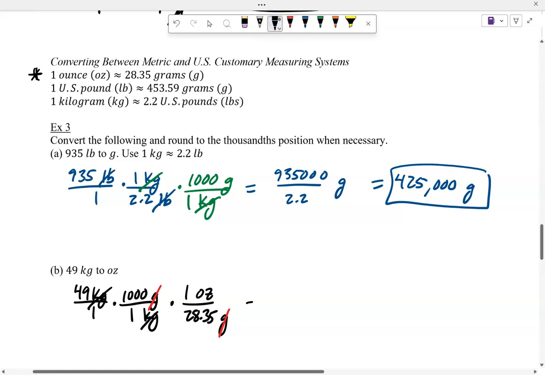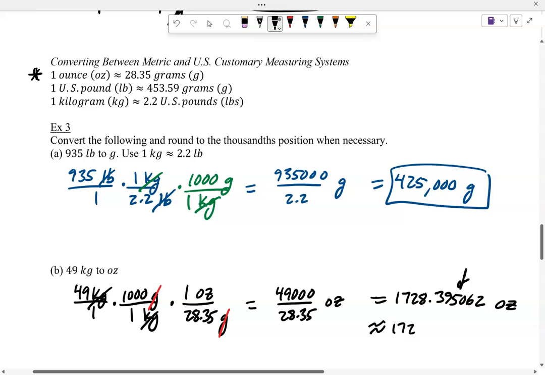So I've got 49 times 1,000 times 1 is 49,000. 1 times 1 times 28.35. Now I'm going to multiply those, and notice I'm in ounces. And I get 1728.395062 ounces. Let's go ahead and round, it says, to the 1,000th position. So we got 1728.395 ounces. All right.